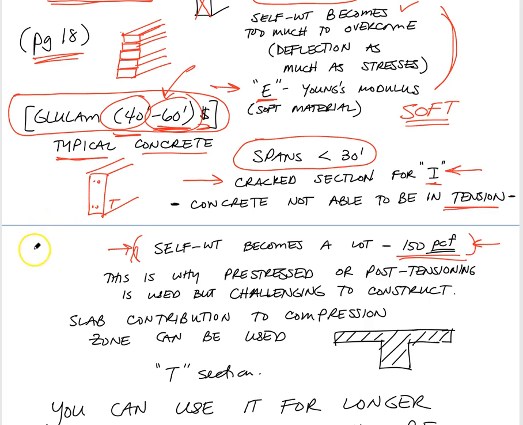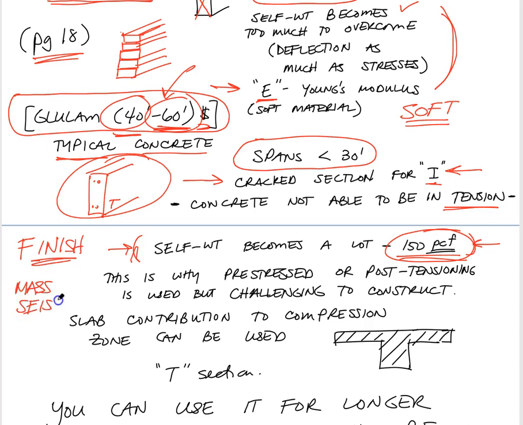However, from a finish point of view, you can use that material, concrete, as exposed material. So that's one of the upsides of it from a cost point of view. But you do pay for it in terms of weight. And as we talked about last time, that becomes mass, which becomes a seismic issue.